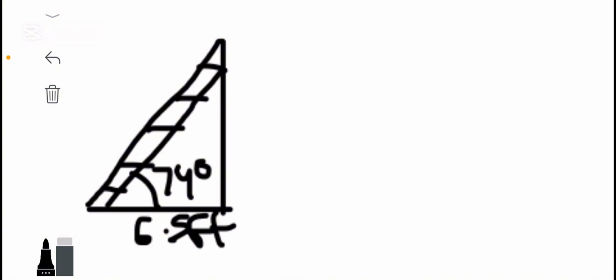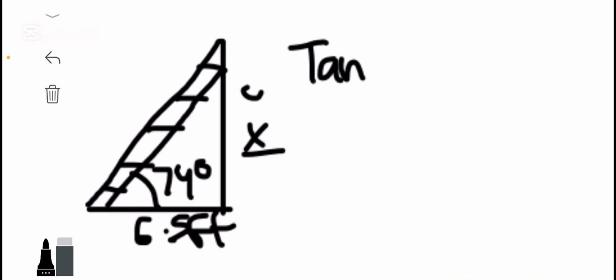So what the question is asking for is what the value of this part of the wall is. So we'll call it x. And since we need to find the height of this wall, we can use trig ratios since we have an angle and a side. So what trig ratio we can use is tangent, because we do not have the hypotenuse, and we only need the adjacent side and the opposite side.